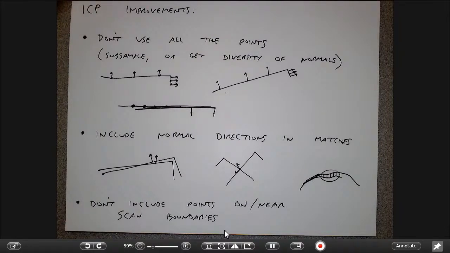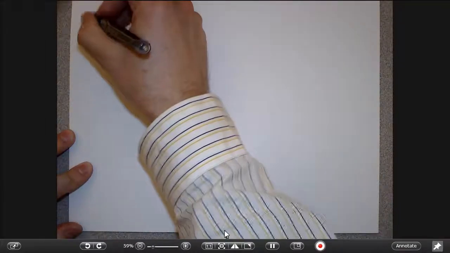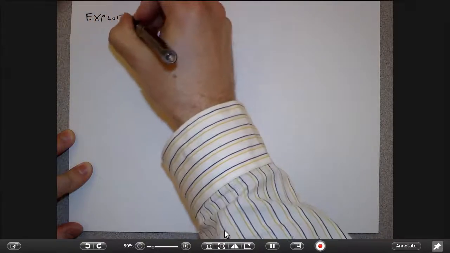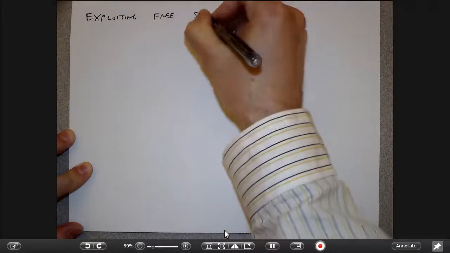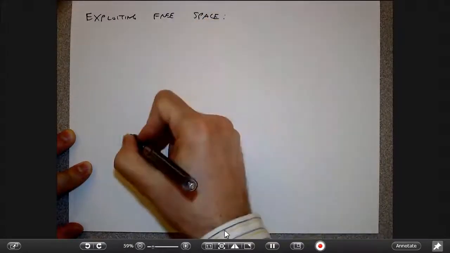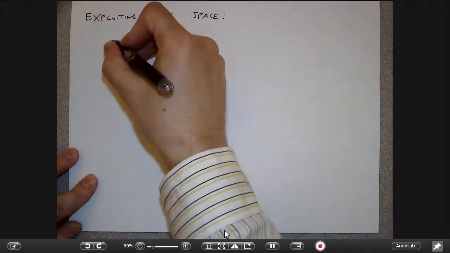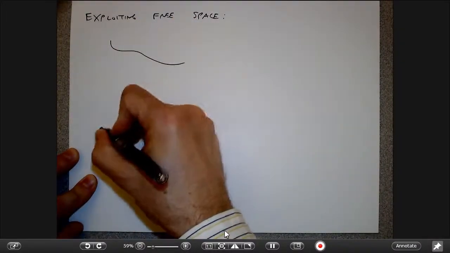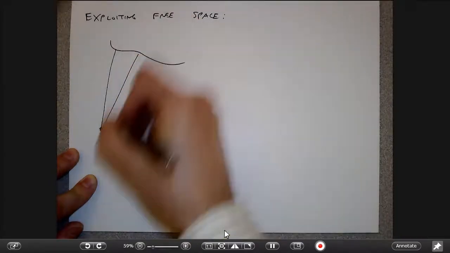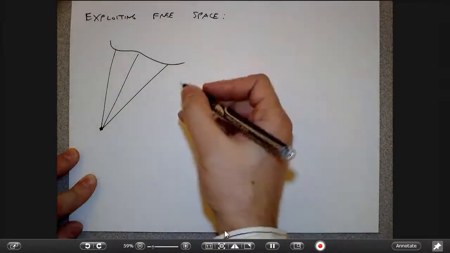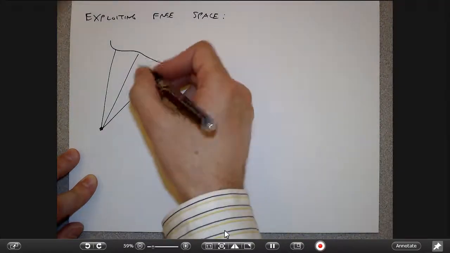There are also lots of things you can do by exploiting the fact that you know where the scanner was. You can also use things like free space. Let me make a note about that here: exploiting free space. The idea is that it's not like you just have these 3D points sitting out there in the world. What you actually have is some surface, and you know that I scanned the surface along these rays, right?